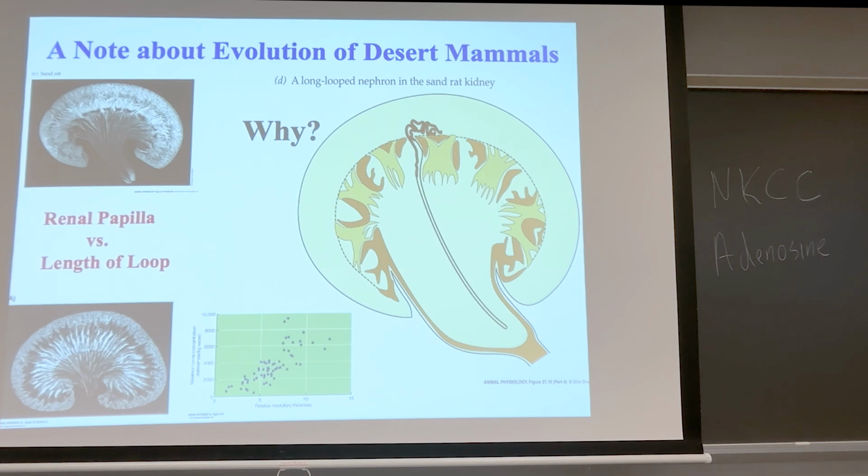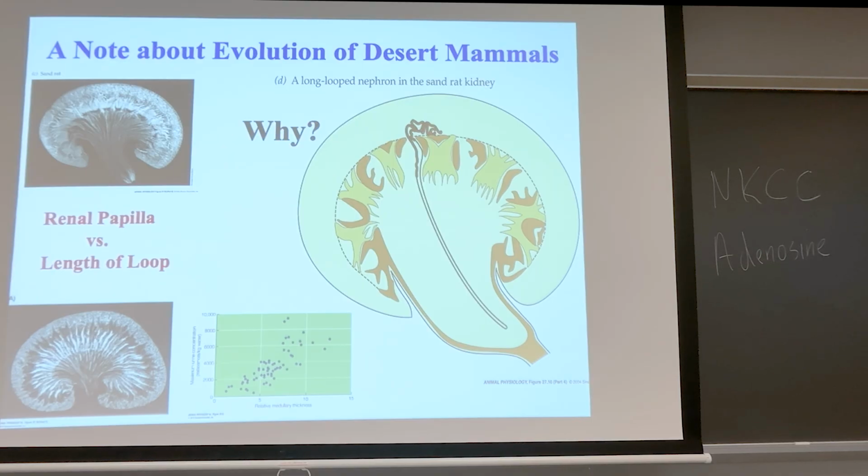All right, take a step back from mechanisms now. I figure that's enough torture, right? A note about evolution. So this is what a kidney looks like in a sand rat from the Middle East, I think. Or if this were a kangaroo rat, right? This is what their kidneys look like. So check this out. This is a normal rat, like a laboratory rat kidney down there. This is a sand rat kidney.